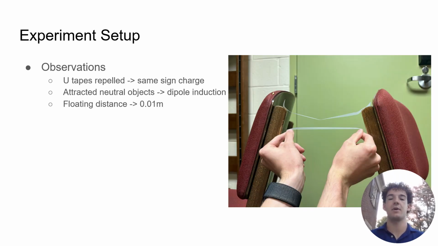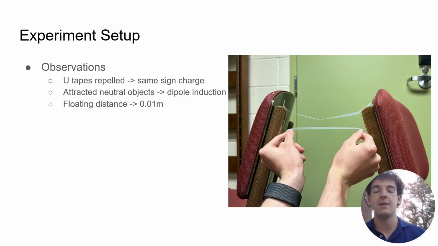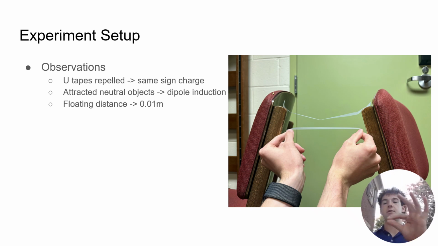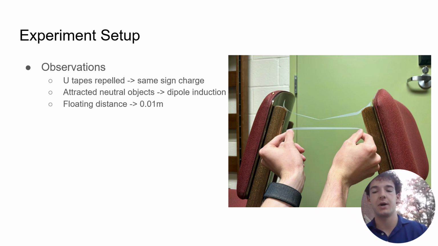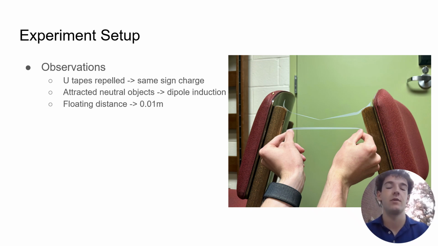Here is our physical setup, where you can see our chairs and the tape. We just hover the piece of tape underneath the other one to make them float. When the two tapes were brought together, they repelled, which told us they had the same sign, both negative or both positive. And when we held them near a neutral object, like a pen, they attracted because the tape induces a dipole in the neutral object, and so it attracts. We saw it with a pen and with a table.